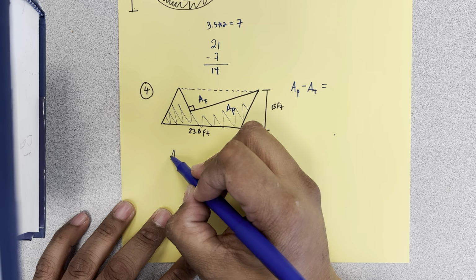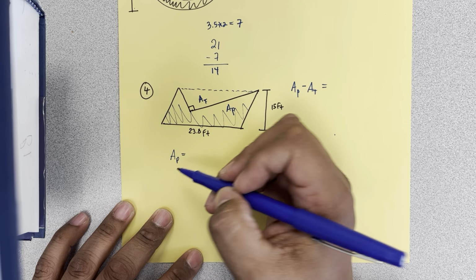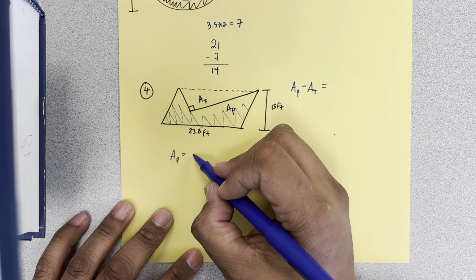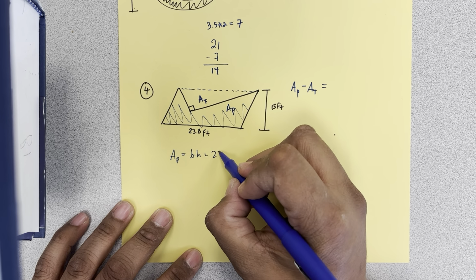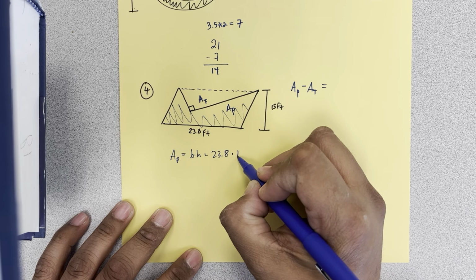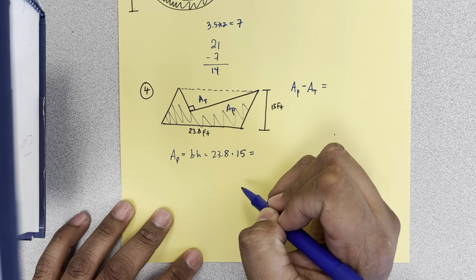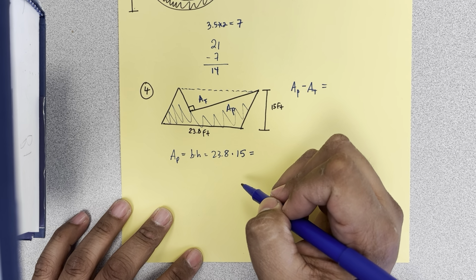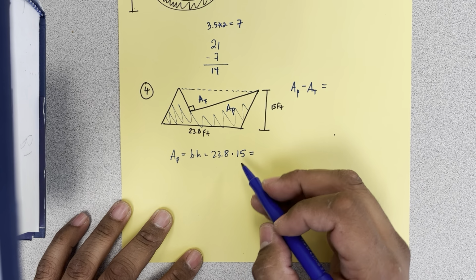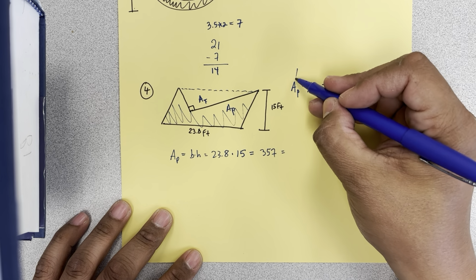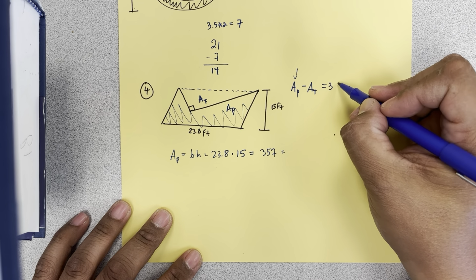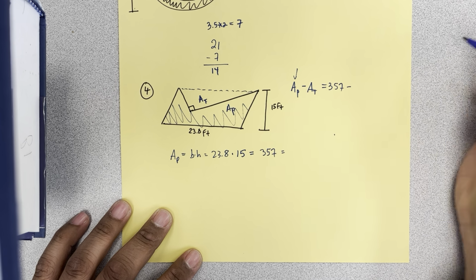So let's go ahead and find A sub P. A sub P is the area of the parallelogram, which is your base times your height. The base is 23.8 times the height, which is 15. So in this case, 15 times 23.8 is 357. Okay, so we can replace this in here. 357 minus, let's figure out the area of the triangle.